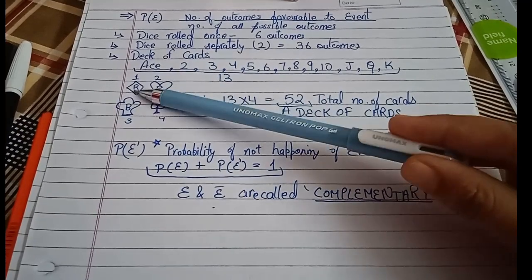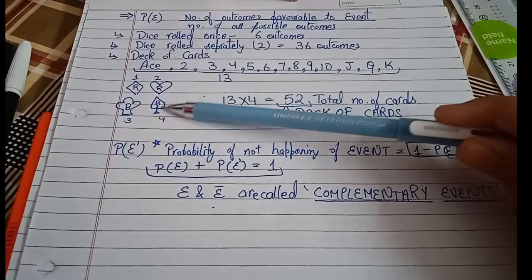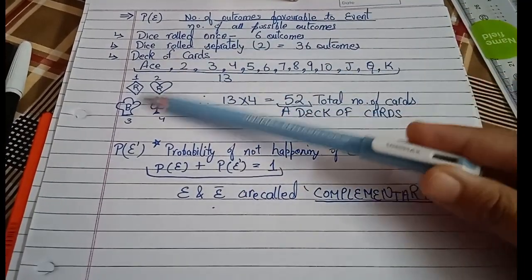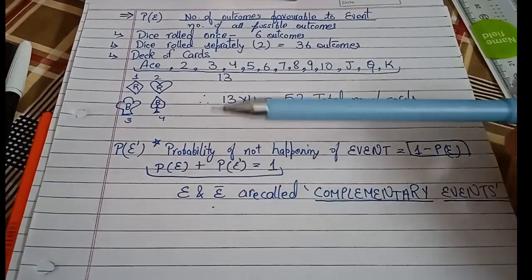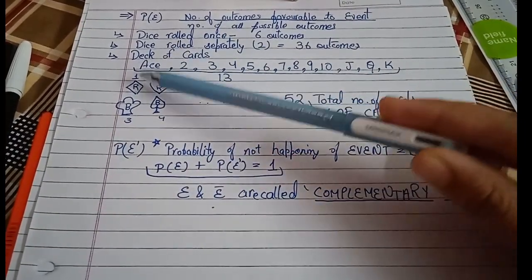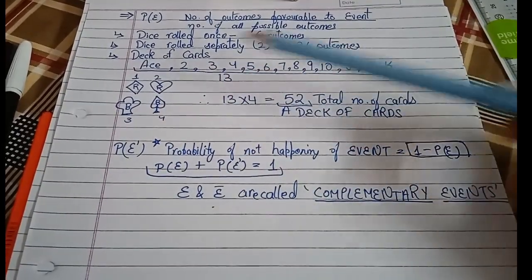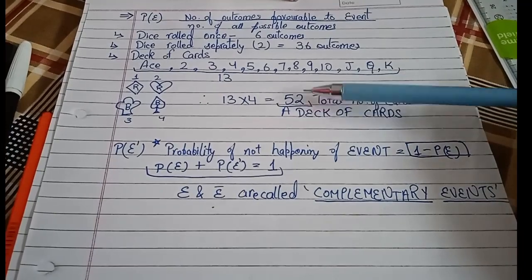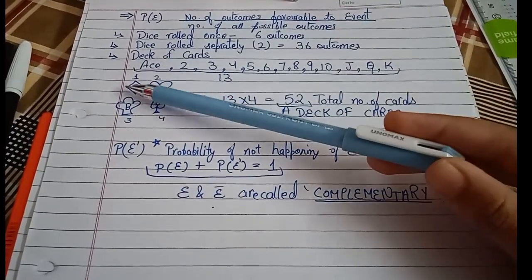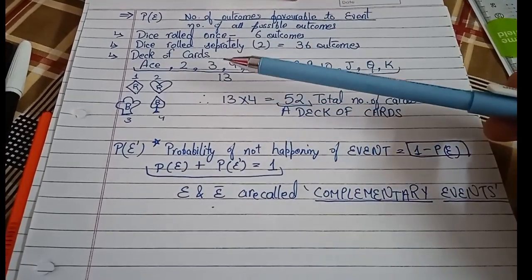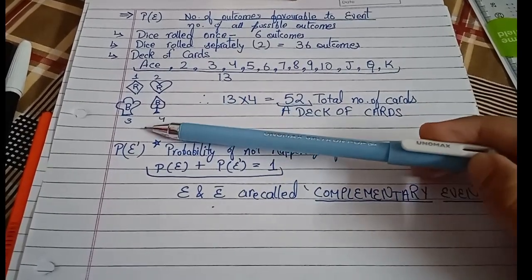Like one shape is like this, another is heart, then this shape, and this is another shape. These are the 4 kinds of shape. They will not tell you a shape, but they will tell you the color. So these 2 are red in color and these 2 are black in color. So 13 cards of 4 types is equal to 52 total number of cards in a deck of cards, in which 2 into 13 is your red and another 13 is your black.